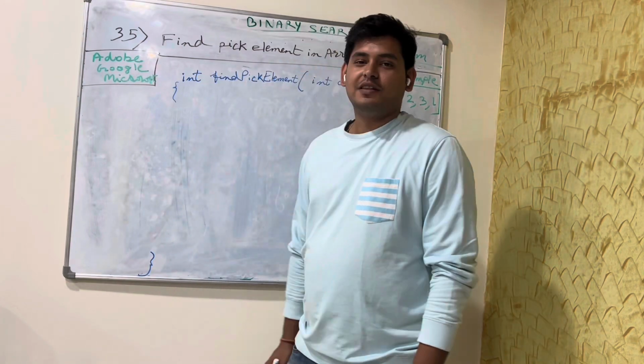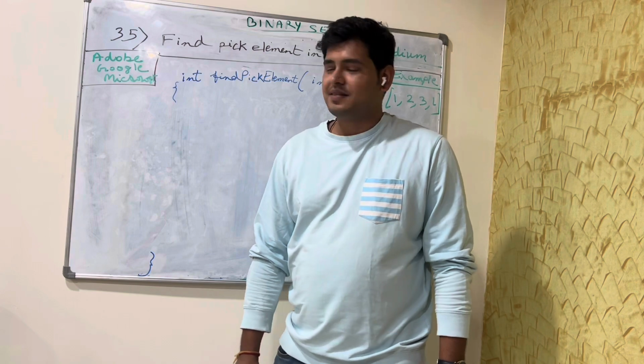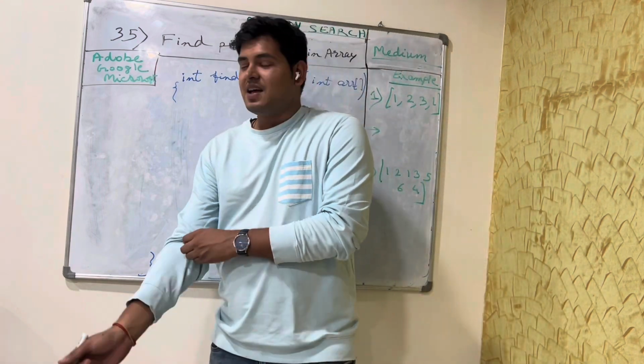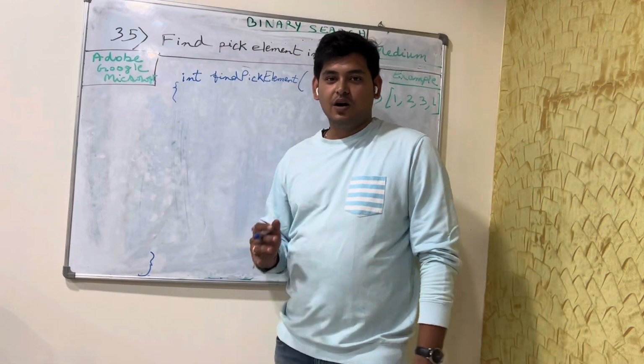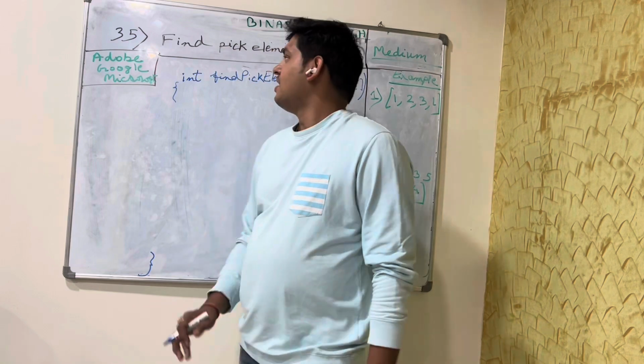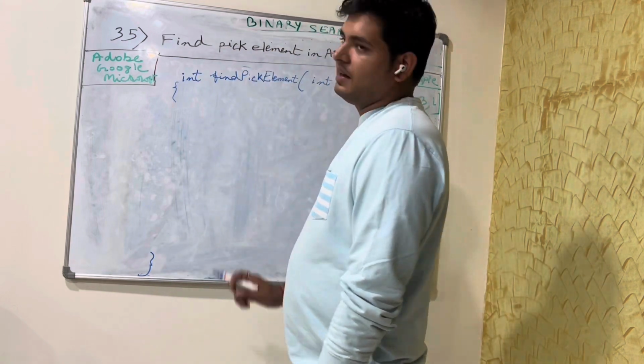Today we are going to solve the 35th question of the problem solving series, which is based on binary search. This is the 5th question of binary search. This question has been asked in Adobe, Google, Microsoft and multiple companies, and the difficulty level for this question is medium. So we need to find the peak element in an array.